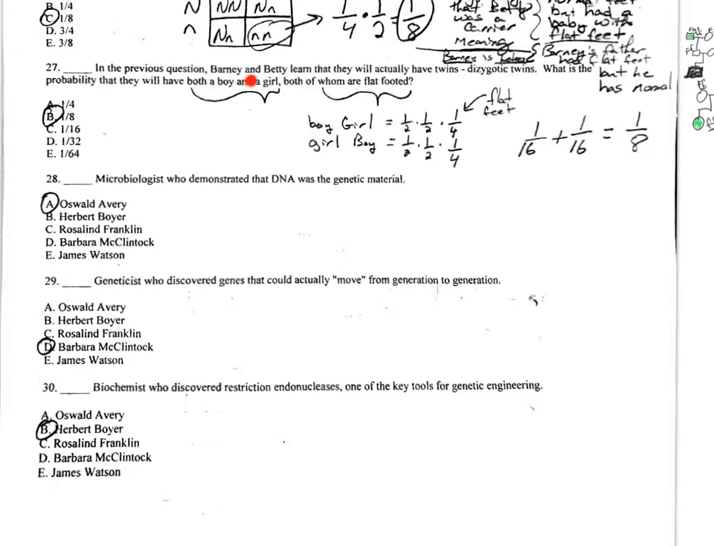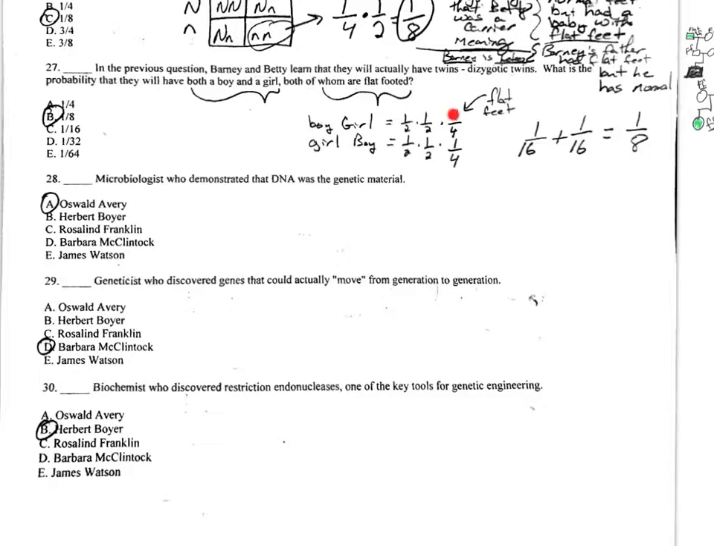In the previous question, Barney and Betty learned that they will actually have twins, dizygotic twins. Dizygotic twins means they're fraternal, so they're not identical. What is the probability that they will have a boy and a girl, both of them flat-footed? So both of them having it. Having a boy and a girl, there are 2 ways to do this: you can get a boy and a girl, or a girl and a boy. The chance of getting a boy is half, a girl is half. So that's why you get these 2 halves here, right?